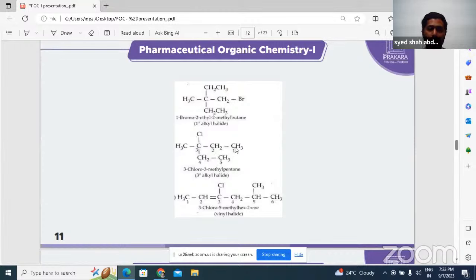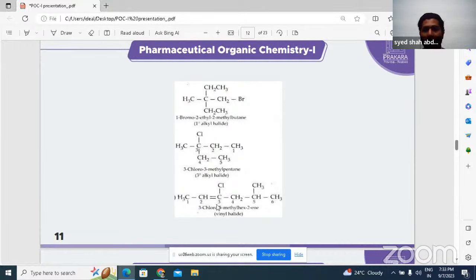Okay. Coming to another example, where we are taking pentane. So 1, 2, 3, 4, 5. Again, it's not necessary that you should always consider the straight chain. You should consider the longest chain. So here we are considering the longest chain with 5 carbons. That is, pentane is our longest chain. Then we have chloro at the third position and methyl at the third. So 3 chloro, 3 methyl pentane.